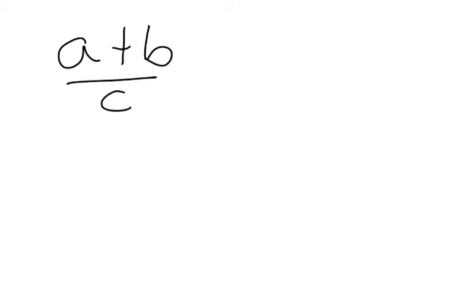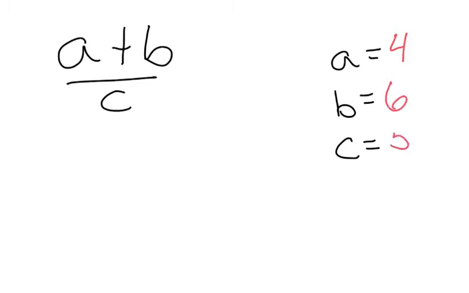Now some of these can get a little bit more complicated as well with the expression. For example, if we have a plus b over c, we need to know three values. We need to know what a equals, what b equals, and what c equals. So let's say a equals 4 and b equals 6 and c equals 5, we can substitute those in and come up with an answer.